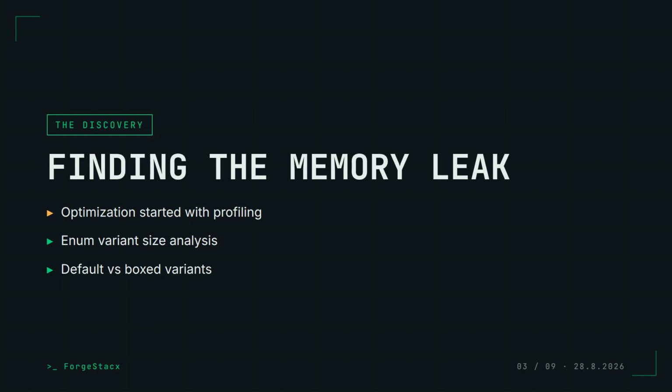This was the key insight. The structure was correct, but the size was wrong. They needed a way to shrink the common case. The solution involved changing how the enum was stored. It was a classic engineering trade-off between size and speed.